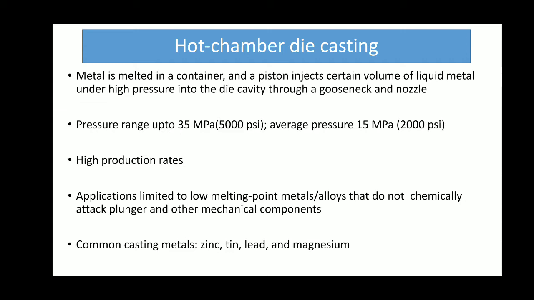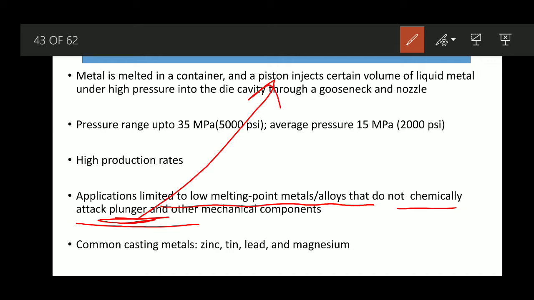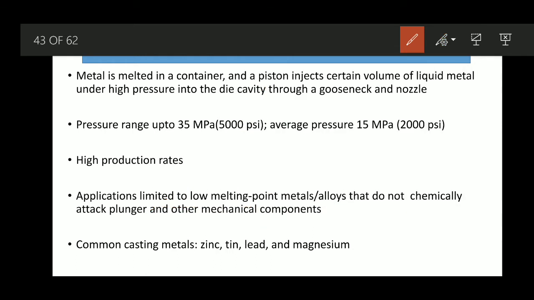Okay, and generally the application of this hot chamber die casting is limited to low melting point metals or alloys. And one of the requirements is they should not chemically attack the plunger. Plunger is nothing but the piston which actually forces the molten metal into the die cavity, and other mechanical components. Okay, it should not react with them, so that there is no erosion or different chemical deformity etc. in the whole system. Otherwise the whole system may fail.